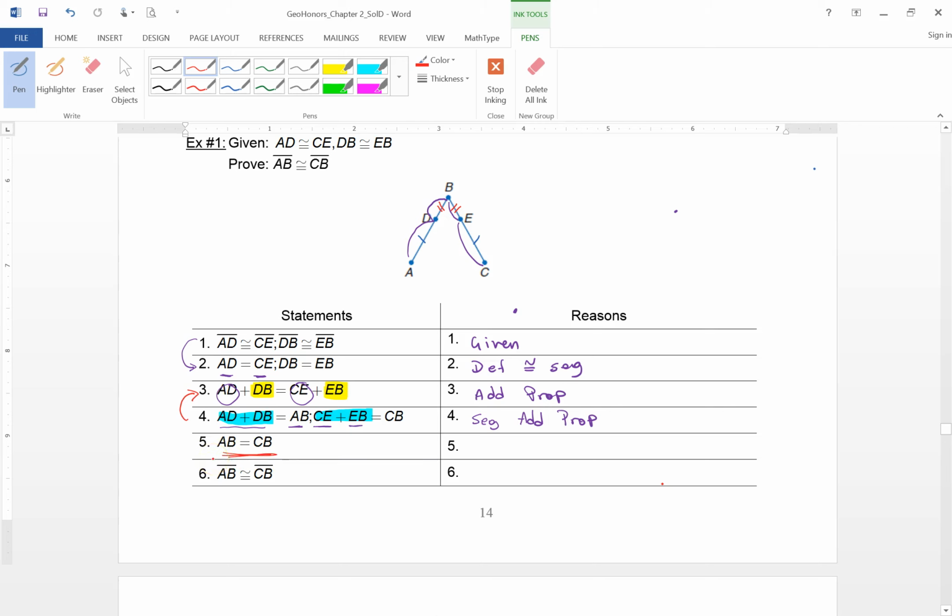So for this one, this could be transitive. What else could it be? Substitution as well. Exactly. So here, AD plus DB, what is that? That's CE. So you're substituting, right? So you can write either transitive or substitution. It works. You don't have to write both.